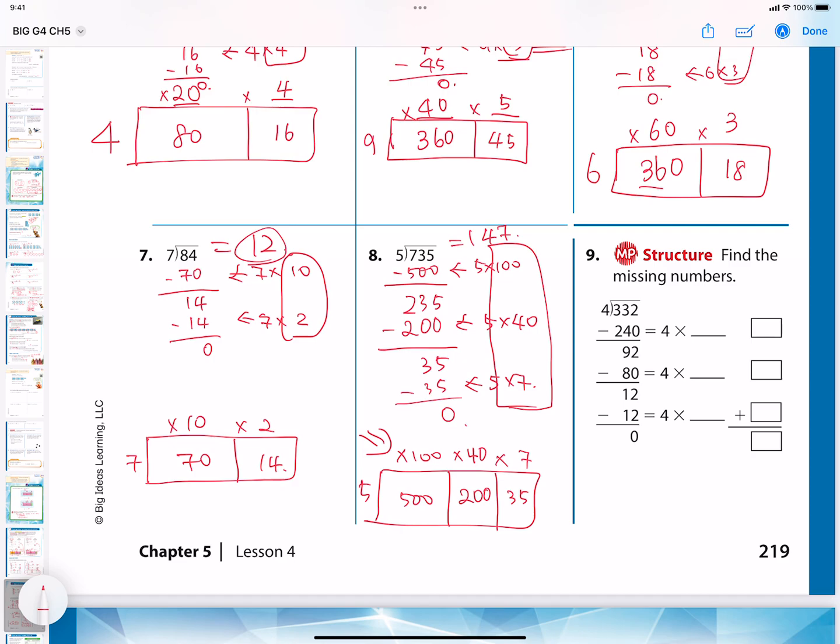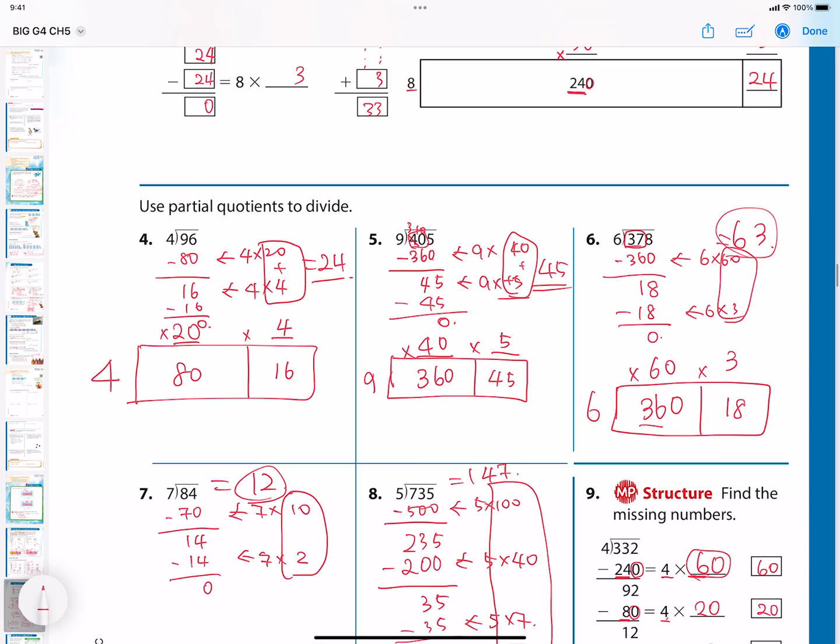Okay, number 9, find the missing numbers. Okay, so 4 times what is going to make 24? That's what they're asking for, right? And we know 4 times 6 is 24, and how many extra 0s? Yes, one more 0. So this 60 is a partial quotient, okay? And 4 times what makes 8? Yes, 2. And how many 0s? 1 0. So that's another partial quotient. And 4 times what makes 12? Yes, we know 3. So 3. When you add them all together, 3 and 6 plus 2 is 8. So 83 is the quotient. Easy, right? It's not that hard.